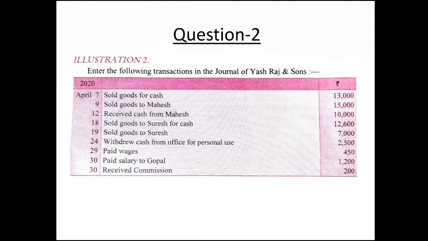Moving on to the next question, that is enter the following transaction in the journal entry in the books of Yash Raj and Sons. 2020 April 7. Sold goods for cash 13,000. Next, sold goods to Mahesh 15,000. Received cash from Mahesh 10,000.